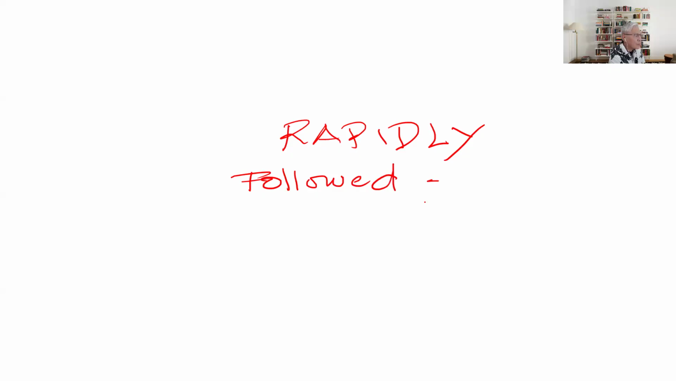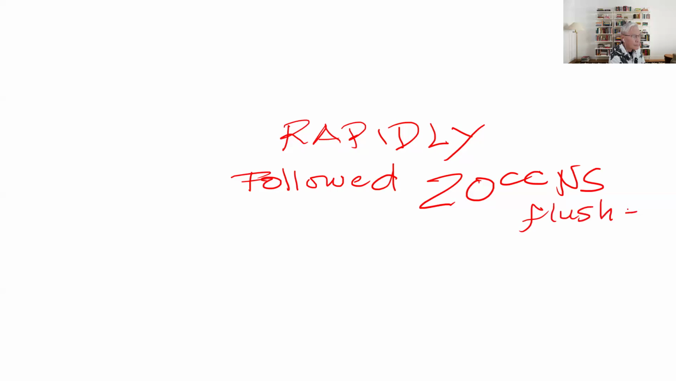So when you give adenosine, there are several things that you must do. It must be given rapidly. It must be followed by a 20 cc normal saline flush. You also should elevate the limb where the IV is.